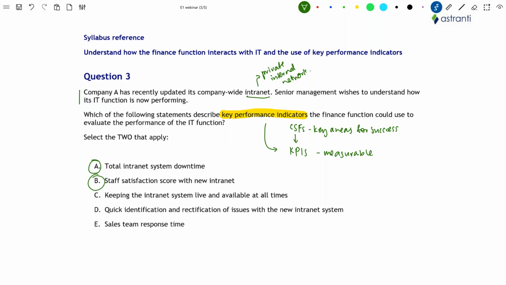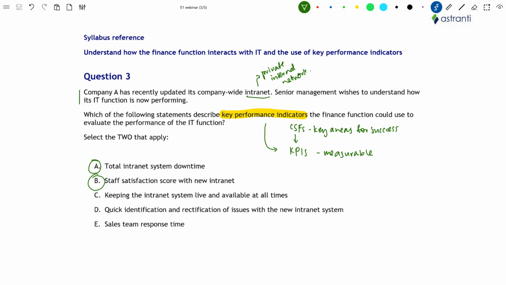Okay. So we've got 2 correct answers, but just like our earlier question, it's always important to check that our other options are incorrect before moving on, just in case you've made a mistake or you've missed a better answer. So let's have a look at option C then, keeping the internet system live and available at all times. Well, is this something that's measurable? In this case, no, it's not directly measurable, as you have to set another measure, such as the total system downtime, in order to measure whether the internet system is alive and available at all times.